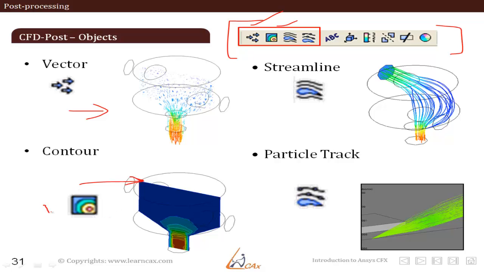We can click on this icon. Then the next is streamline. Streamlines are the streamline plots which can be viewed. These are massless path lines or streamlines.